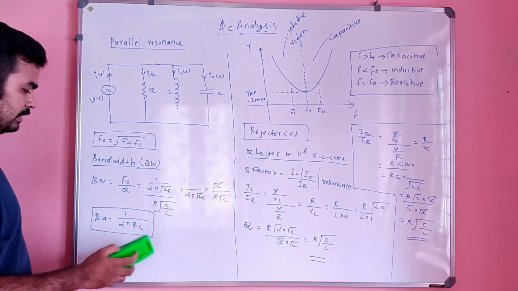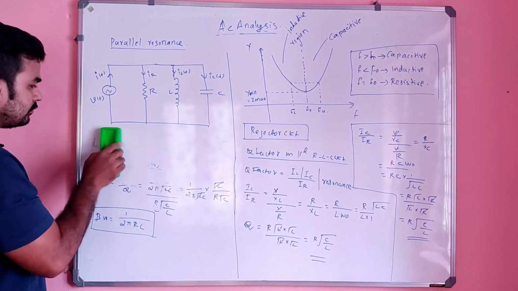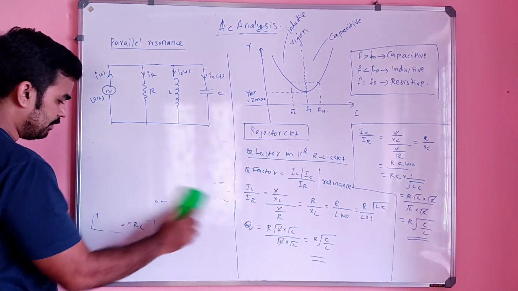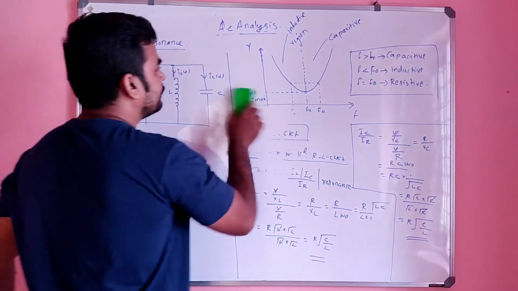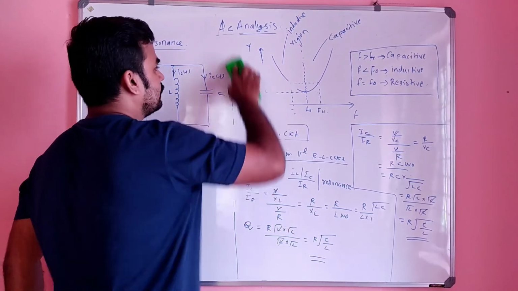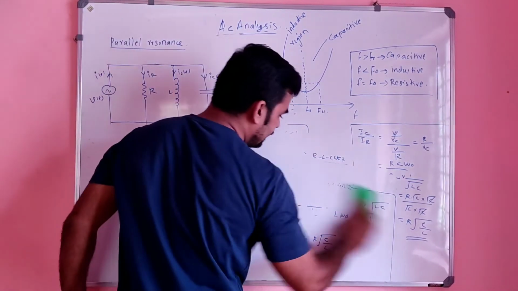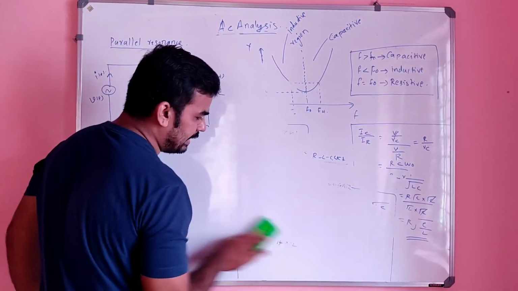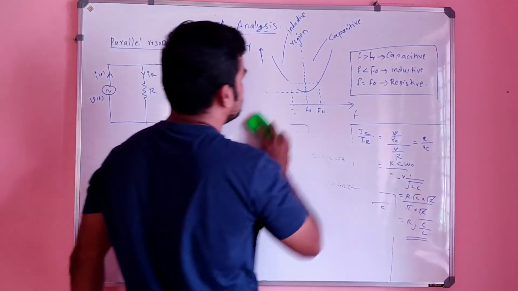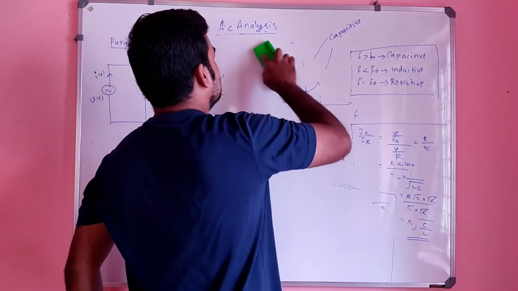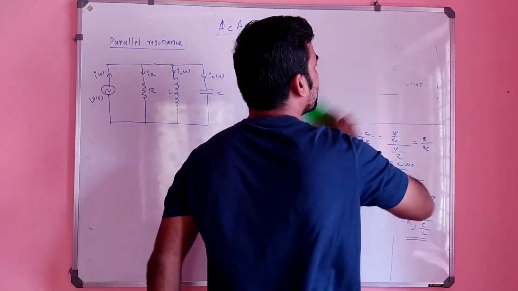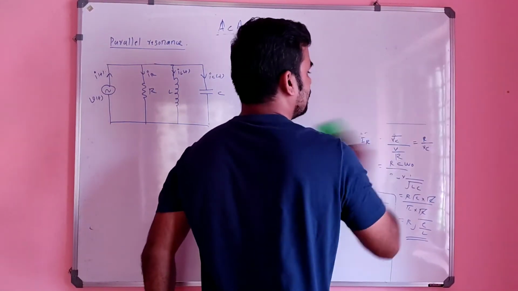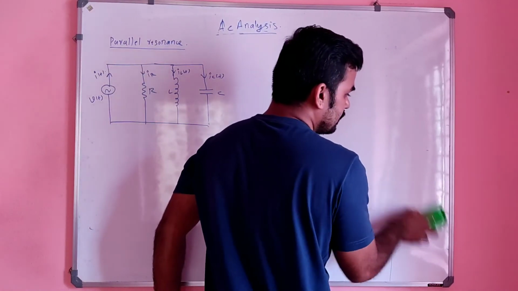Okay, so that is all about the bandwidth. And one more thing you have to derive here, which is nothing but, in series resonance circuit, it was the voltage across inductor and capacitor at resonance. Now it is the current across inductor and capacitor at resonance.